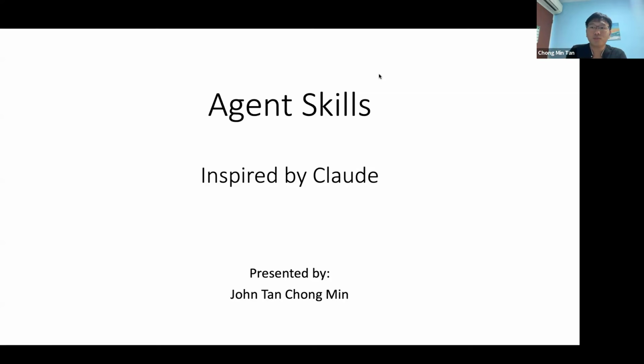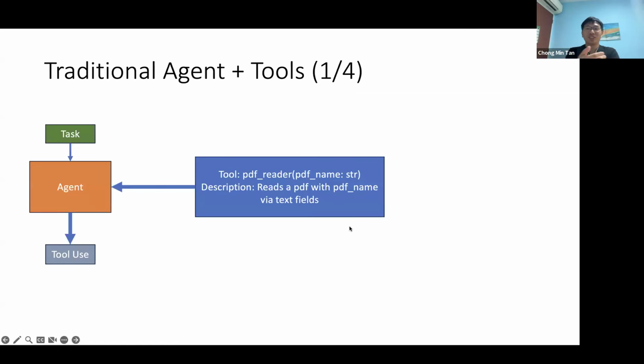So let's take a brief run through of how agents have developed over the years. Okay, I say years, but actually it's only 1 to 2 years. The AI field moves so fast, every month is like a year. All right, so this is how the traditional agent looks like. First up, we have a task. Maybe the task could be something like, read page 3 of skills.pdf.